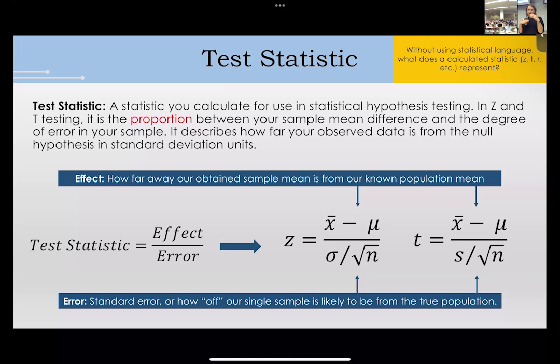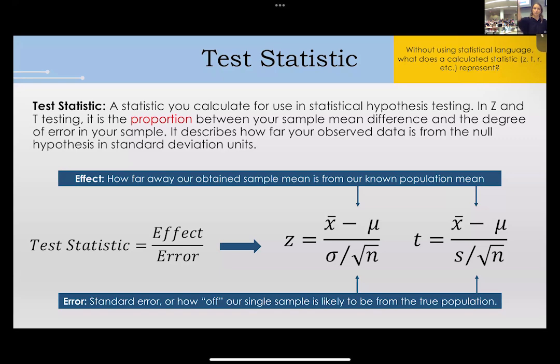In fact, that ratio of effect and error is essentially almost every test statistic under the sun, even the ones we haven't learned yet, right? The concept of stats is collect data, consider it as an estimate of what's going on in the world, but only in proportion to how wrong it might be. That is stats. That's inferential stats right there, right?